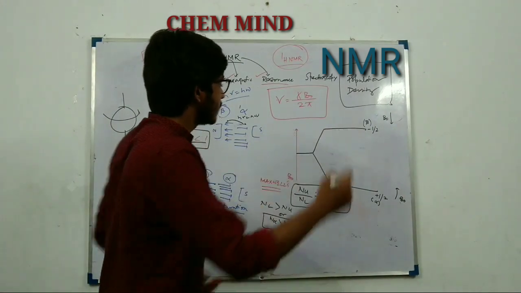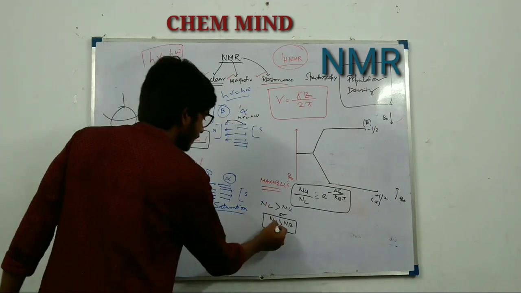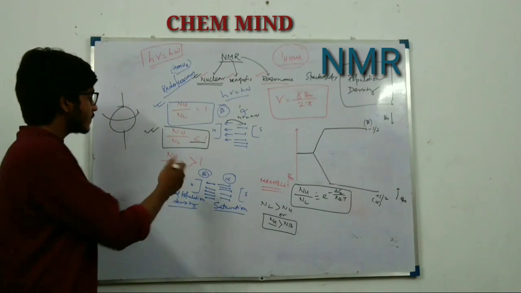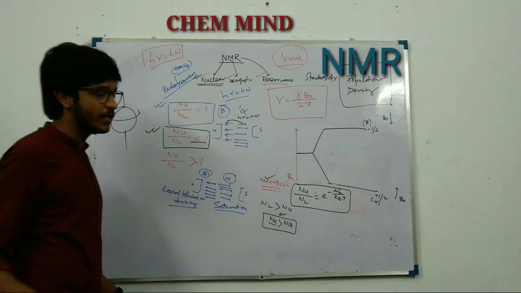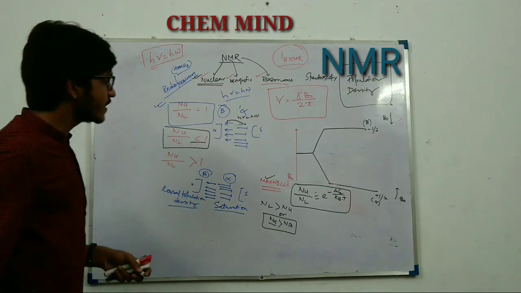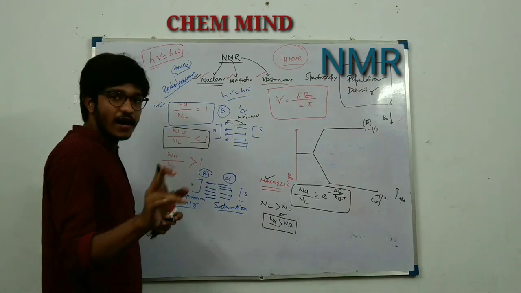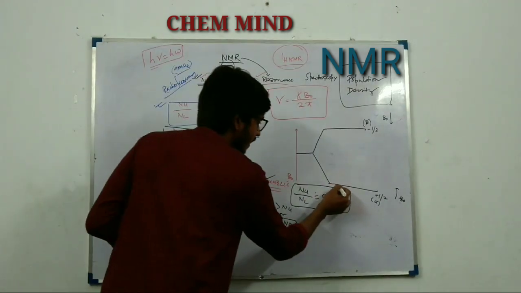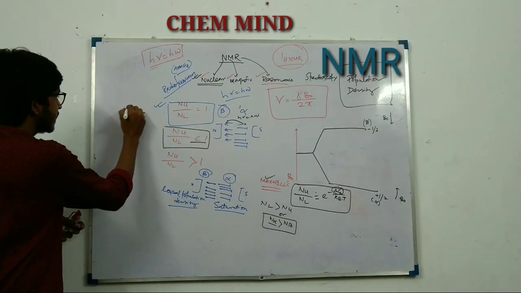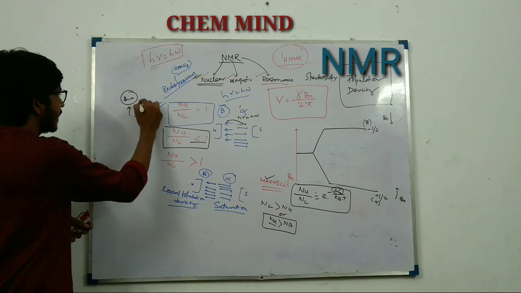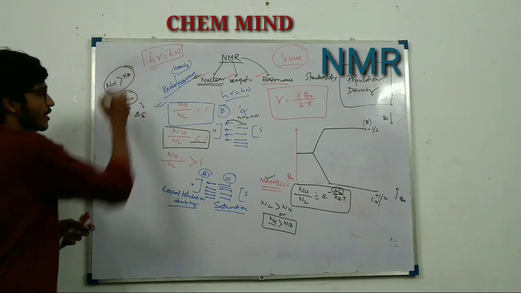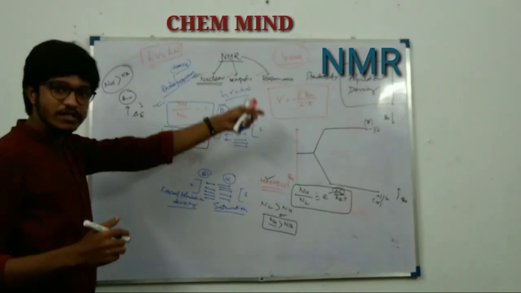So now, how will we increase the number of molecules in the alpha state? That's why this Maxwell equation is very important. For increasing the number of molecules in alpha, we will have to increase the delta E. Our aim is to increase the delta E for reaching the N alpha greater than N beta condition, for getting the continuous peak.